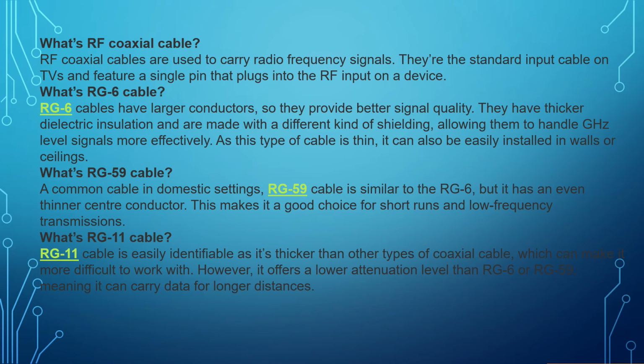What's RG59 cable? A common cable in domestic settings, RG59 cable is similar to the RG6, but it has an even thinner center conductor. This makes it a good choice for short runs and low frequency transmission. What's RG11 cable? RG11 cable is easily identifiable as it's thicker than other types of coaxial cable, which can make it more difficult to work with. However, it offers a lower attenuation level than RG6 or RG59, meaning it can carry data for longer distances.